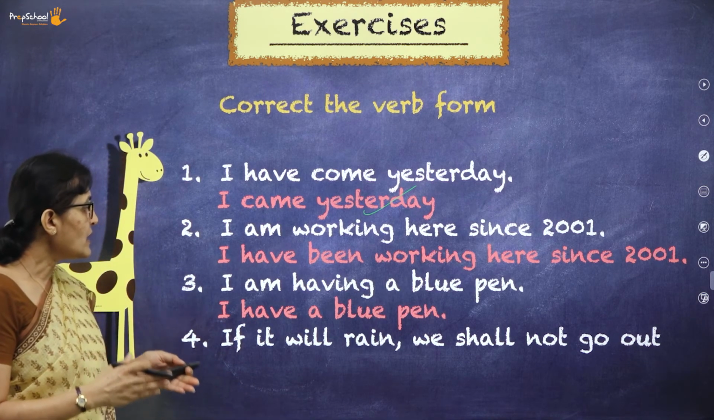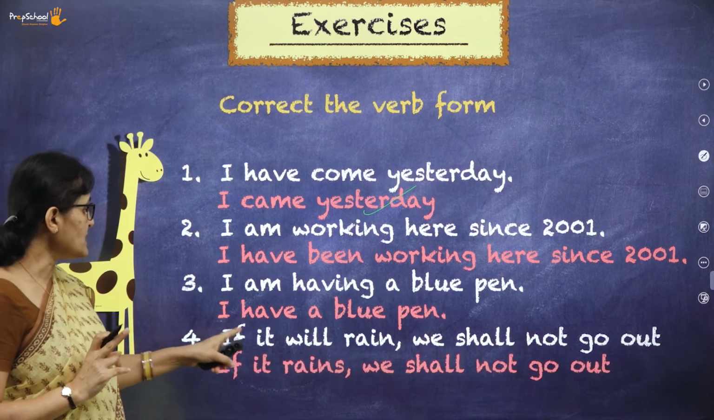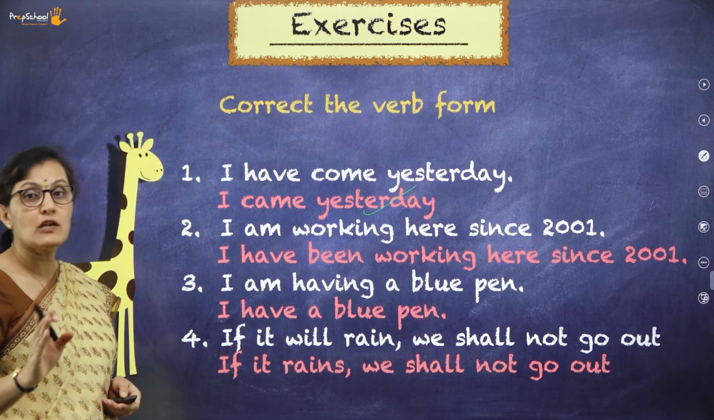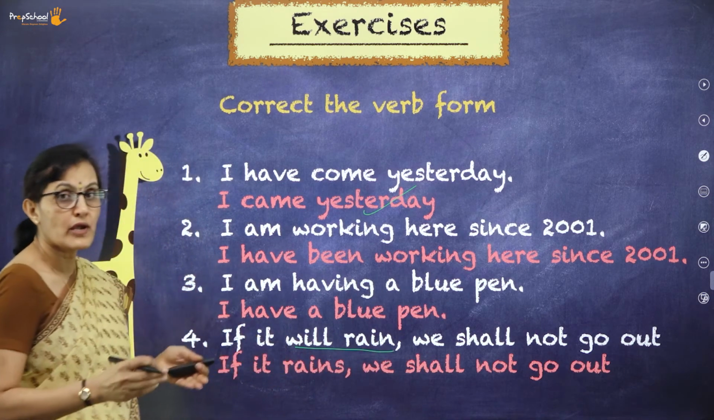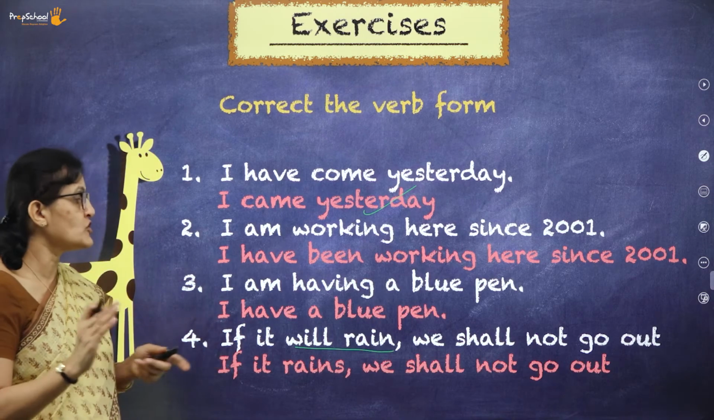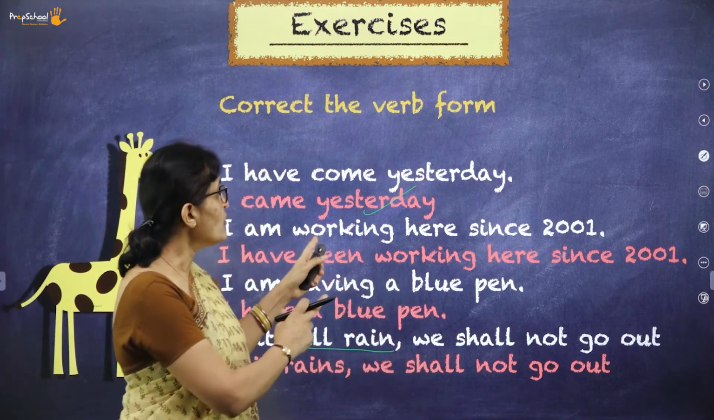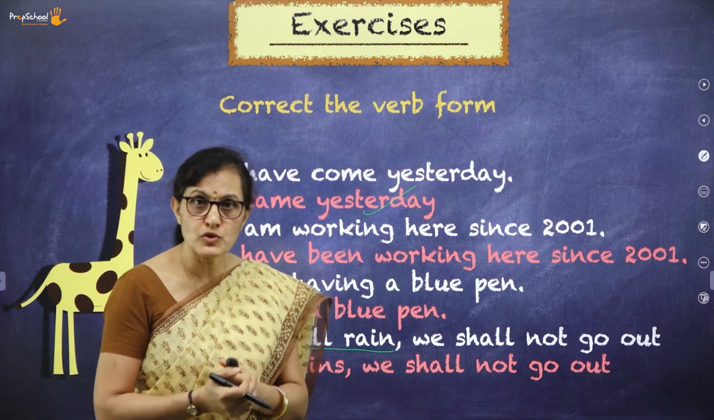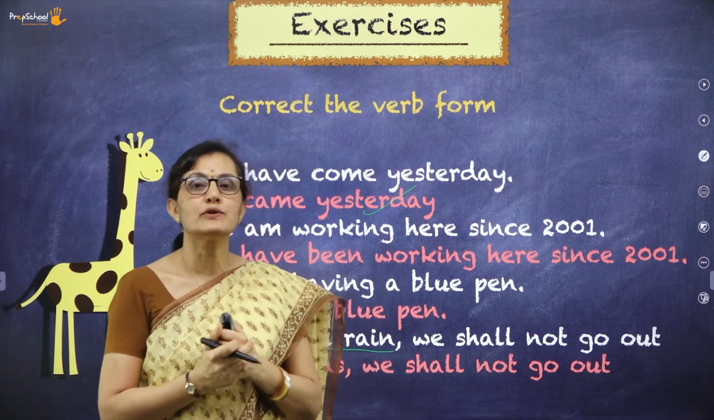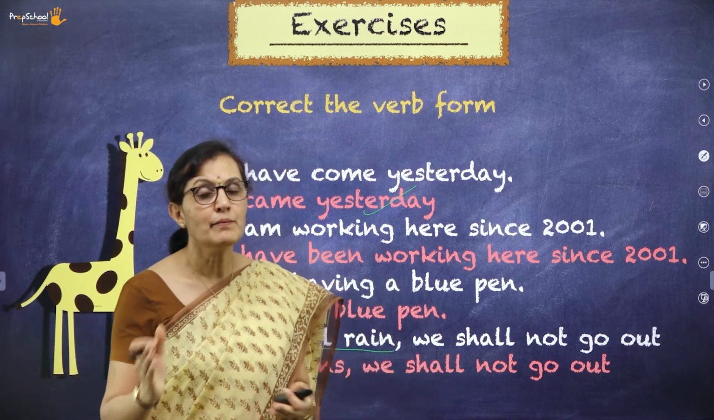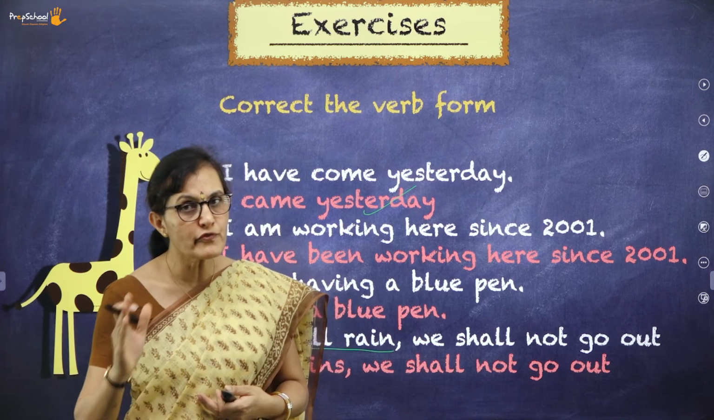The last one, if it will rain, we shall not go out. So it says, if it rains, we shall not go out. We will not say, if it will rain. We will always say, if it rains, we shall not go out. So these are a few of the exercises that I have shown you. You might feel, ma'am, these are very simple and we are going to do it. I am happy. But remember that you have to use the correct form of verbs.